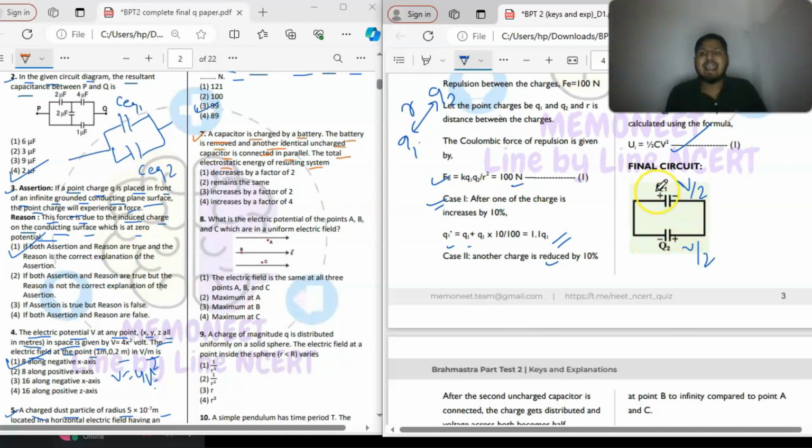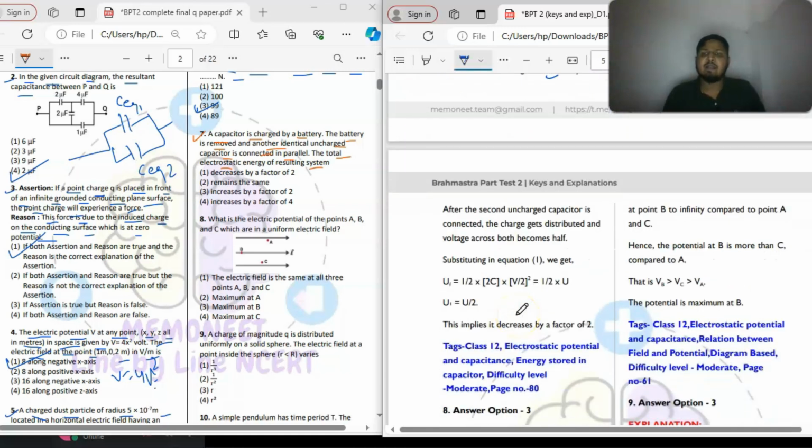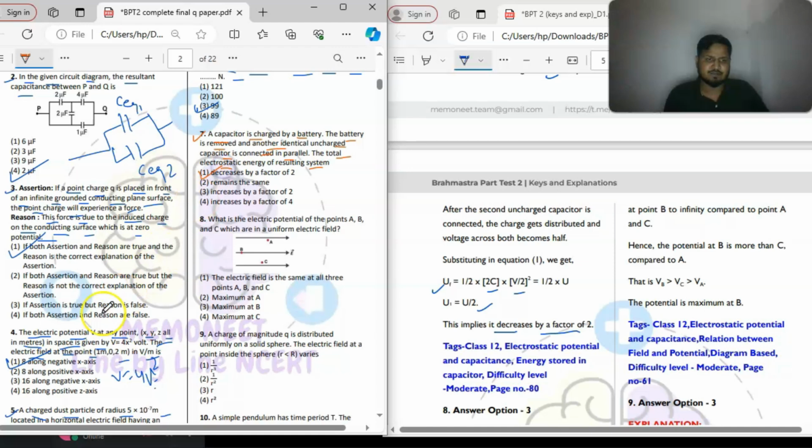The second concept is that we have connected the two capacitors in parallel. So what is the C equivalent? The C equivalent is equal to C1 plus C2. Since both are identical, after solving this we get C equivalent equal to 2C. So what is the energy after the connection? That is half CV square, where C is 2C and the potential is V by 2 square. After solving, we get U1 is equal to U by 2. So this implies it decreases by a factor of 2. So our first option is the correct option.